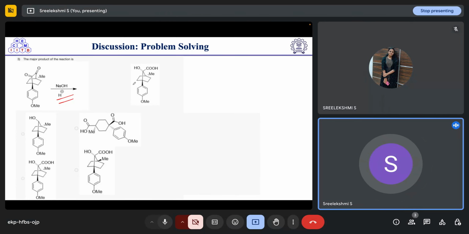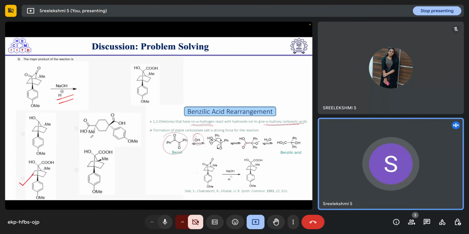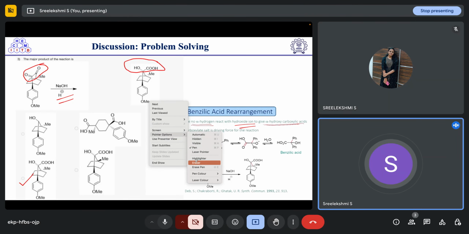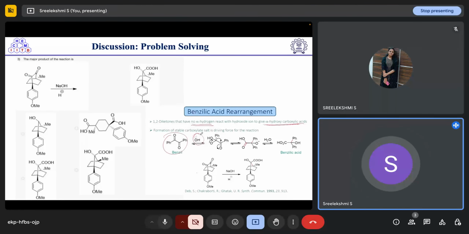Okay, so here the correct answer is this one, that is option B. This is an example of benzilic acid rearrangement, which is a rearrangement of 1,2-diketones that have no alpha hydrogen. Here also we have a 1,2-diketone without any alpha hydrogen, which upon reacting with hydroxide ion gives an alpha hydroxy carboxylic acid. The driving force of this reaction is the formation of a stable carboxylate salt.